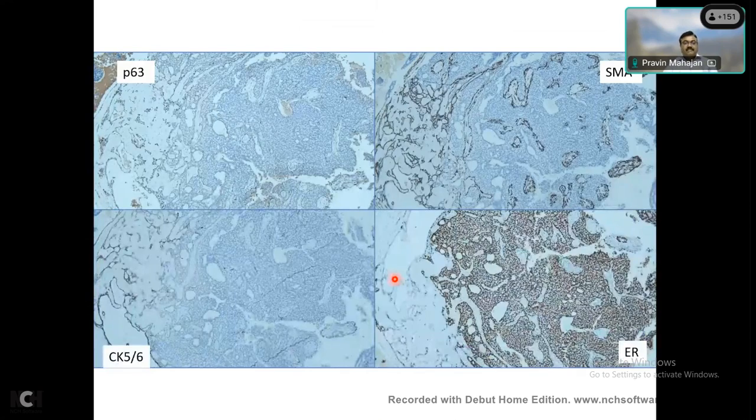And when you use IHC, you see again P63 is reduced in this proliferation. SMA is also reduced in this proliferation. So the myoepithelial cells are definitely reduced or absent. CK5 is lost, so that is a very good clue that we are dealing with something which is clonal. And ER is diffusely and strongly positive, another clue that we are dealing with something which is clonal. So this is actually a papilloma which is showing DCIS.